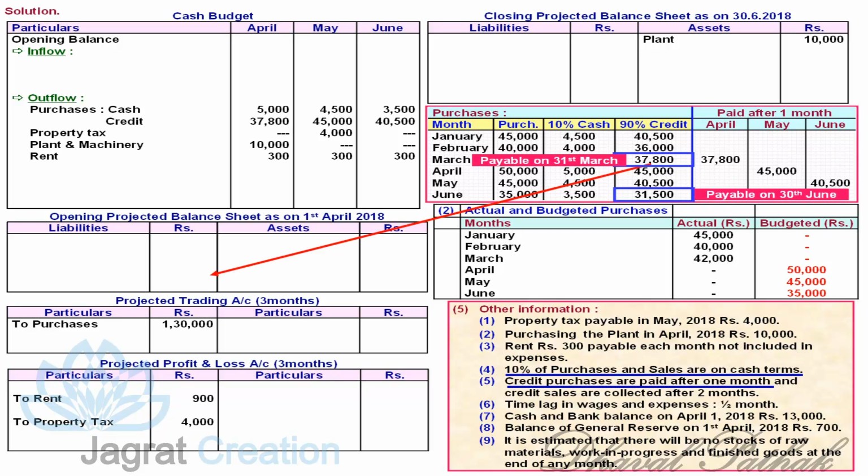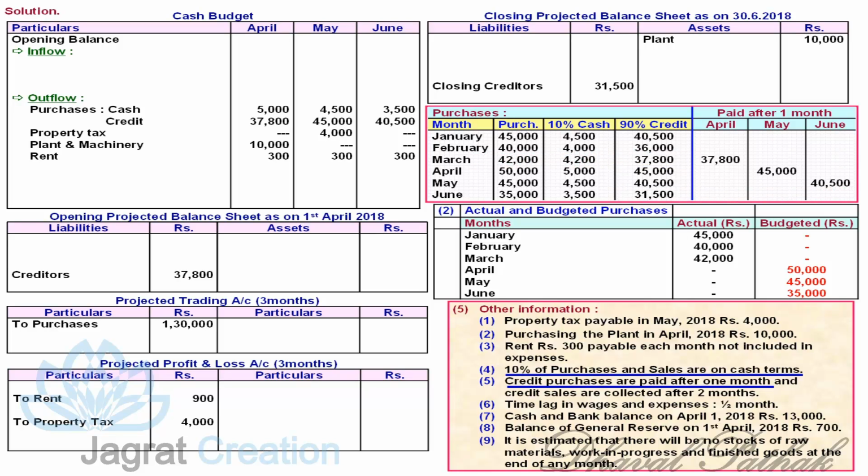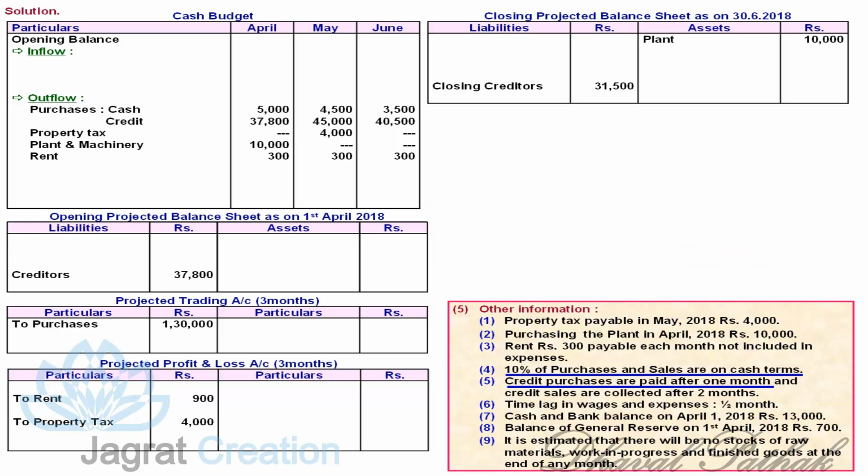So outstanding purchases, creditors, as on 1st of April, I am required to write on the balance sheet liability side, and the creditors payable at the end of 30th June, I am required to write in the closing balance sheet. This is how the creditors in the opening balance sheet and closing balance sheet are recorded. The same principle is going to be applied for customers also, wherein the amount won't be payable, but it will be receivable. Now next.